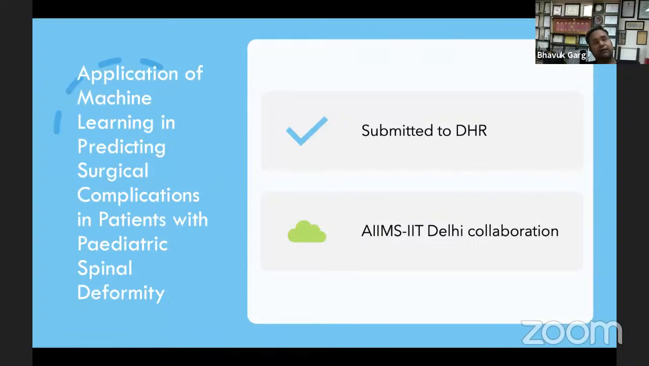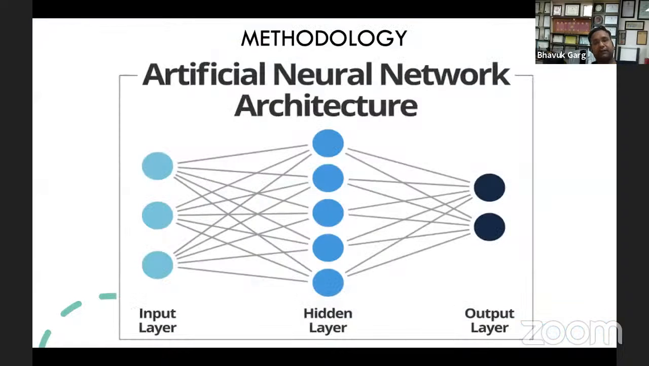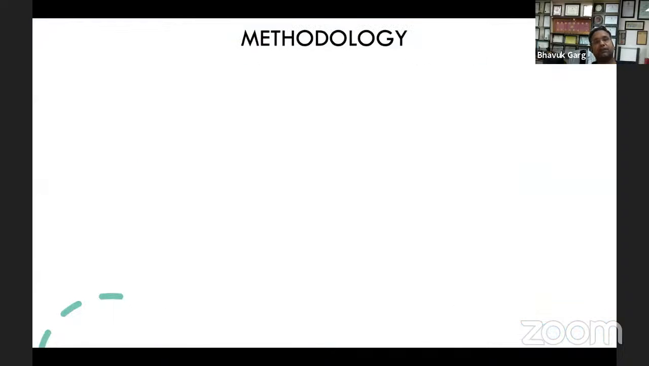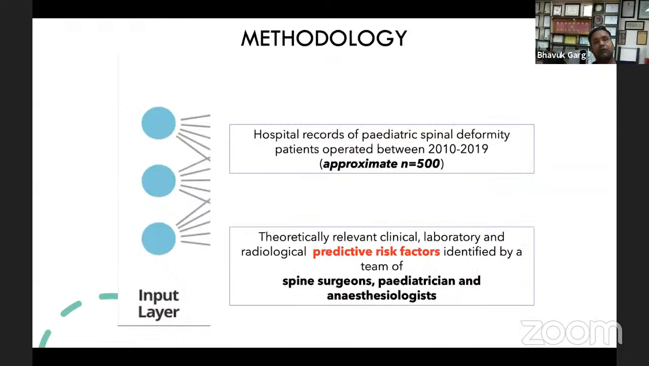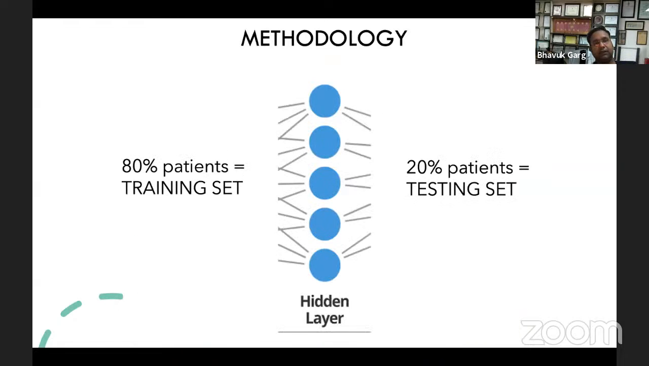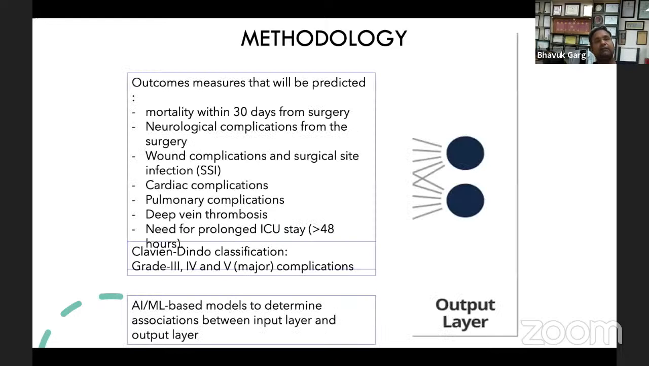Another area we are working on is the application of machine learning in predicting surgical complications. We have these artificial neural network structures, and we take all the data as the input layer. Then we use 80% of the patients as the training set and 20% as the testing set, which is the standard methodology for artificial intelligence, and then we look at the various outcome measures.